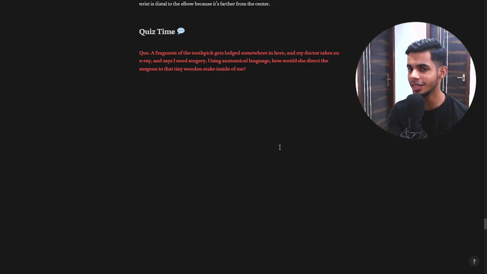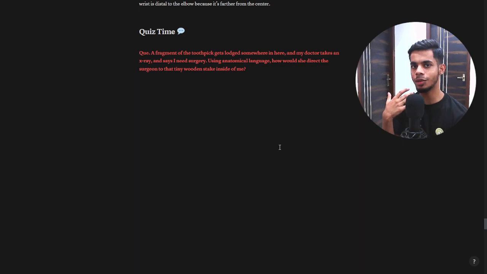So basically he takes an x-ray, and once he gets the x-ray, he sees where the toothpick is. But now since I have to go for surgery, they should denote that specific position in anatomical or directional terms. So again, read the question. A fragment of the toothpick gets lodged somewhere in here, okay?